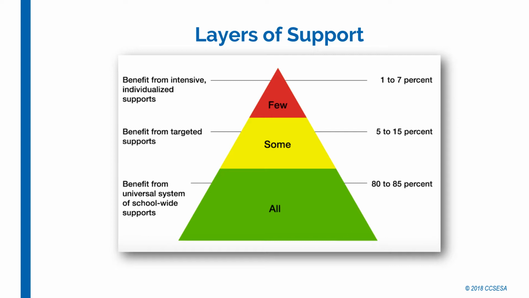The green tier at the bottom of the pyramid shows that all students need the general program and school-wide supports that are available. Some students benefit from targeted additional supports, as is shown by the yellow tier in the middle of the pyramid. About 5 through 15% of the students may need these supports at any given time. A few students will need intensive, individualized supports, about 1 through 7% of the students. This is shown in the red section at the top of the pyramid. Taken together, these layers are known as the multi-tiered system of supports.